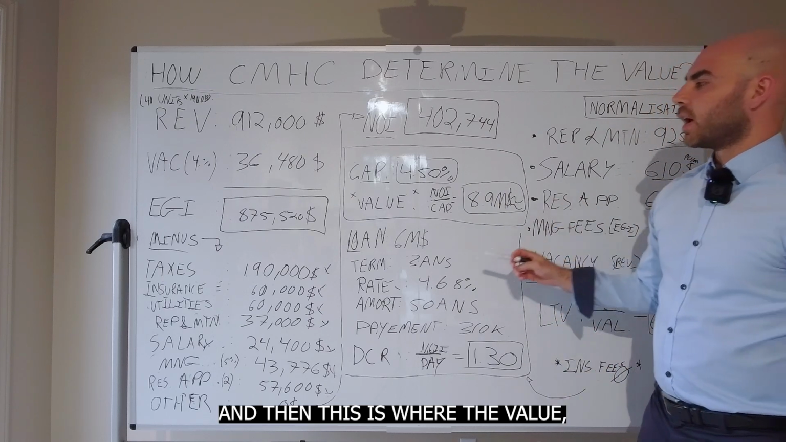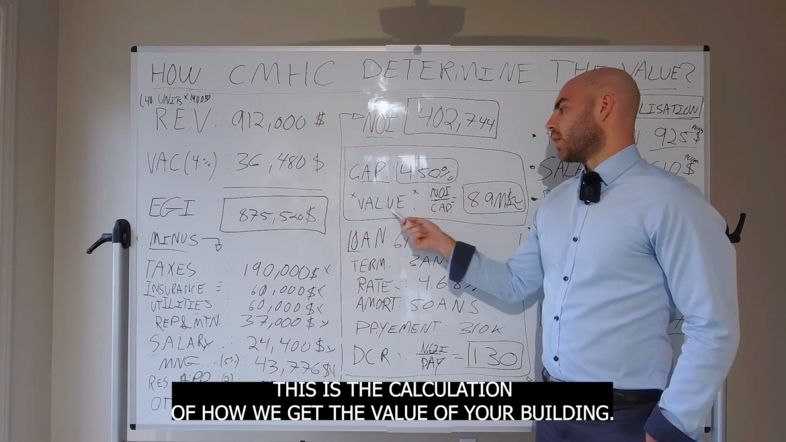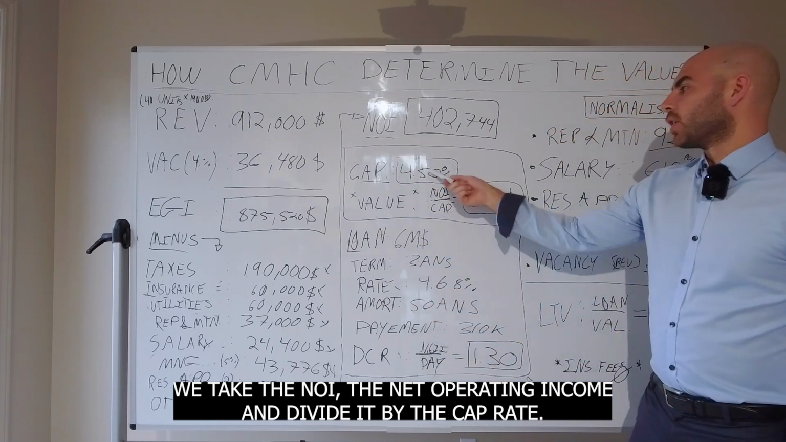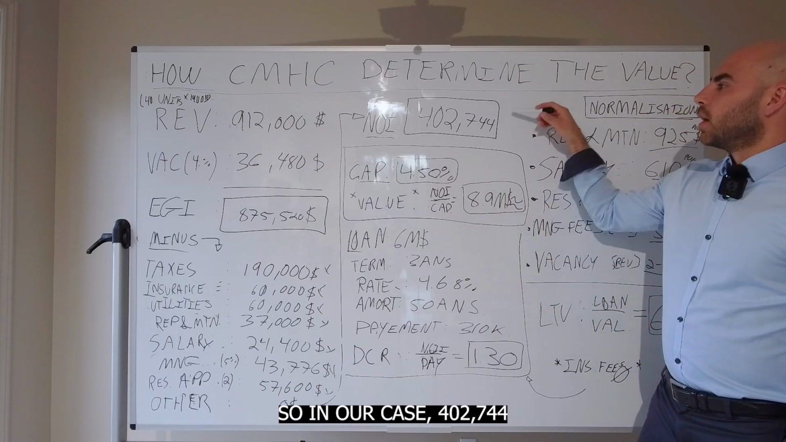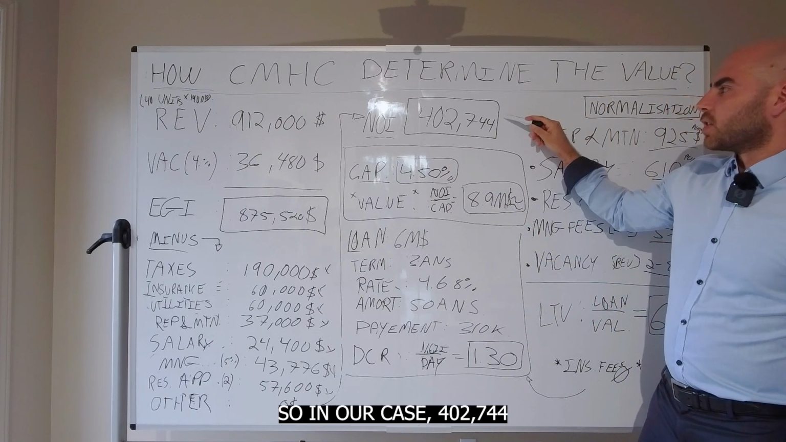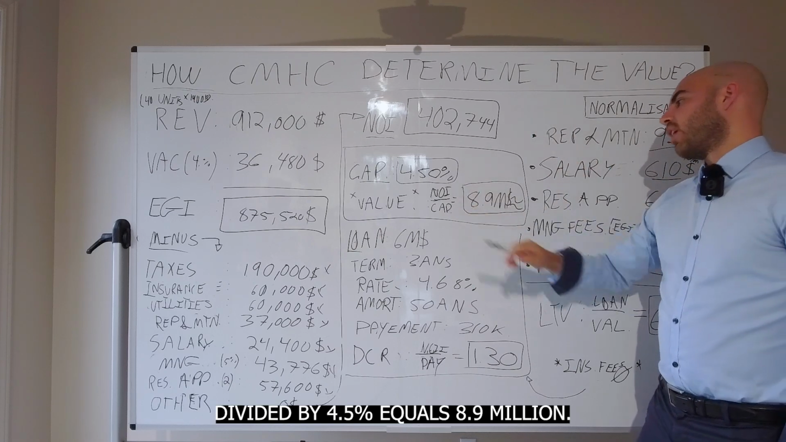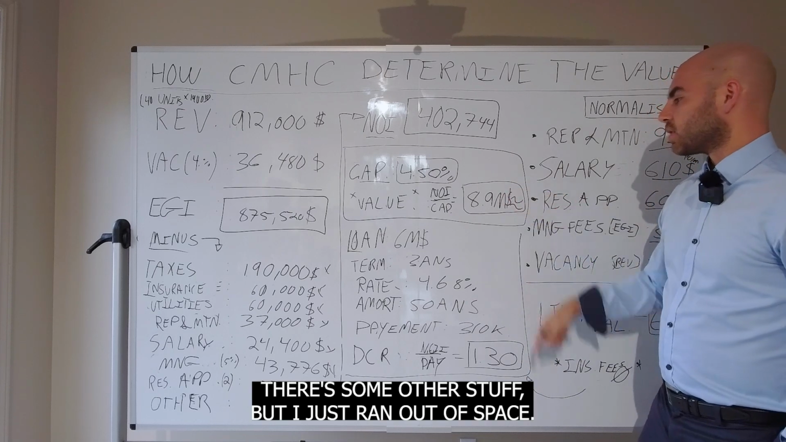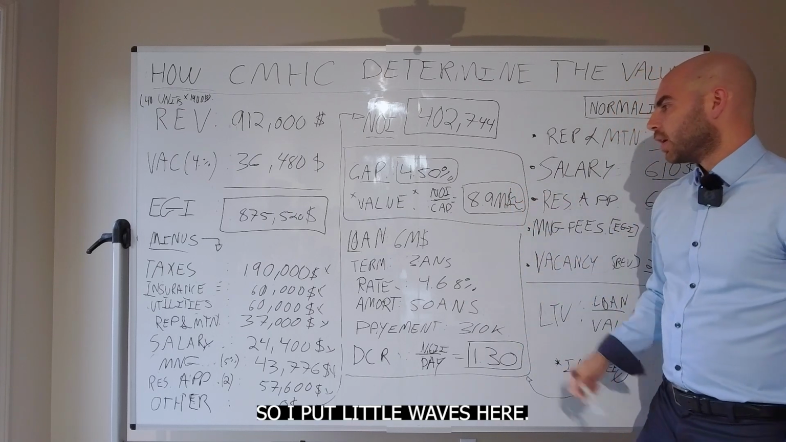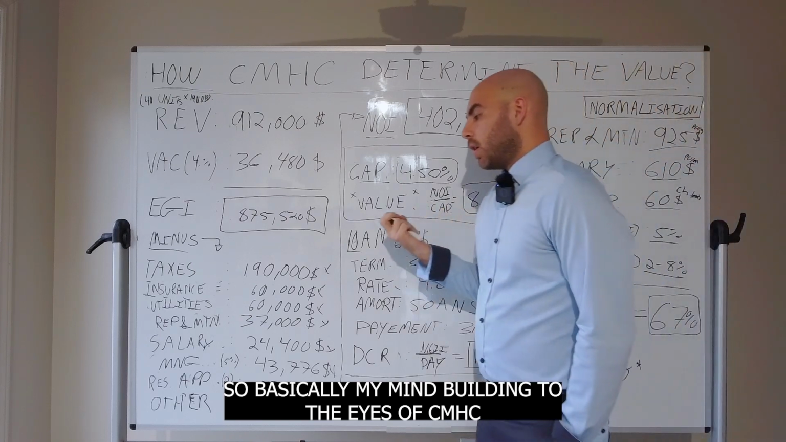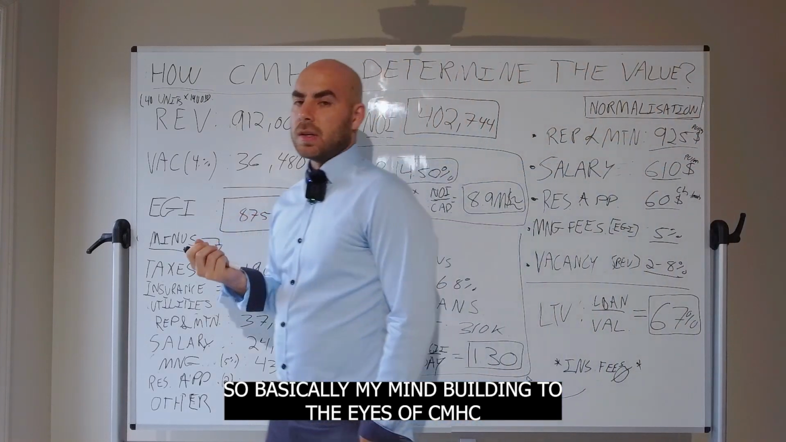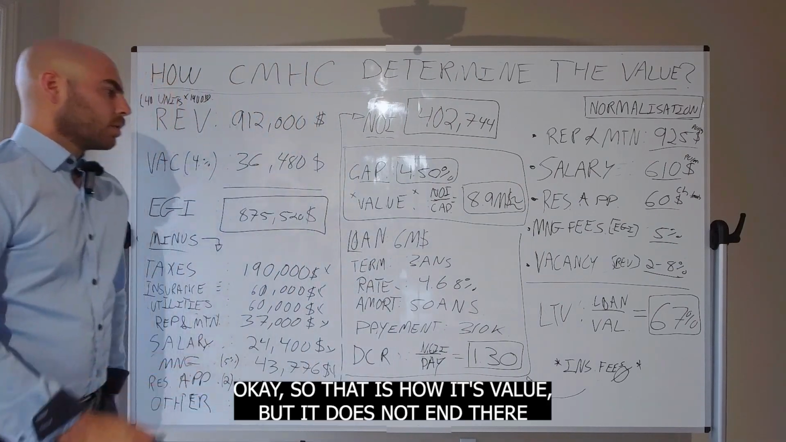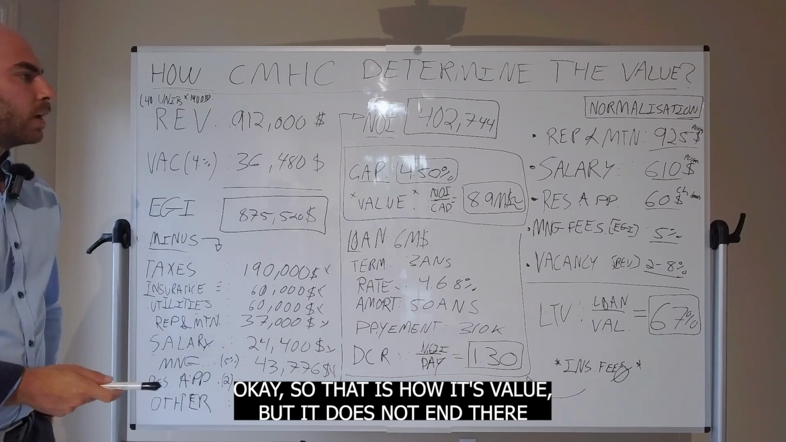And then this is the calculation of how we get the value of your building. We take the NOI, the net operating income, and divide it by the cap rate. So in our case, 402,744 divided by 4.5% equals 8.9 million. There's some other stuff, but I just ran out of space. So I put little waves here. So basically my building, to the eyes of CMHC, would be worth $8.9 million. Okay, so that is how it's valued.